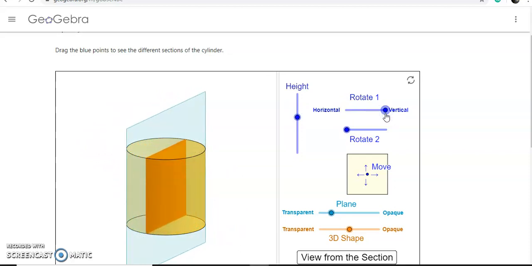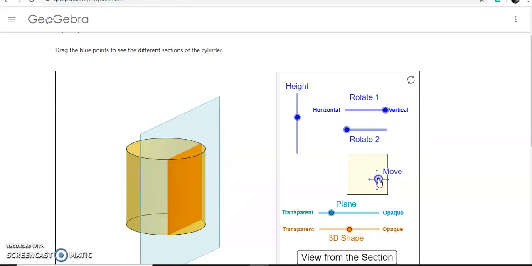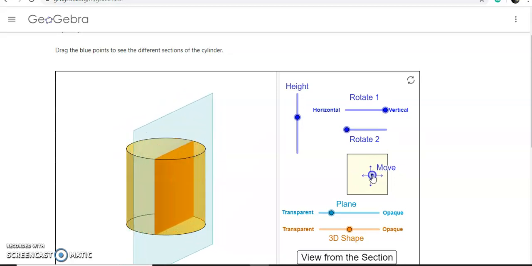If we have it completely vertical, the figure that we have in the intersection is not a circle. It's another figure. See, the size is not constant.